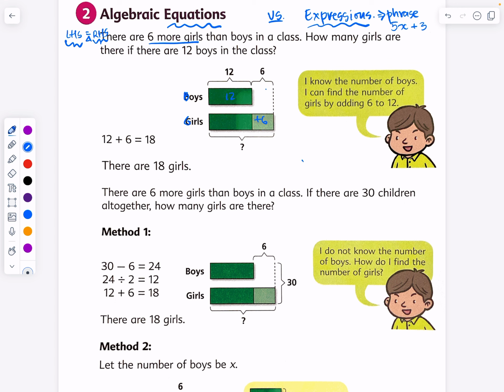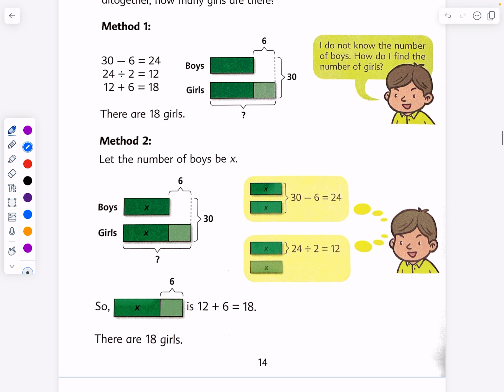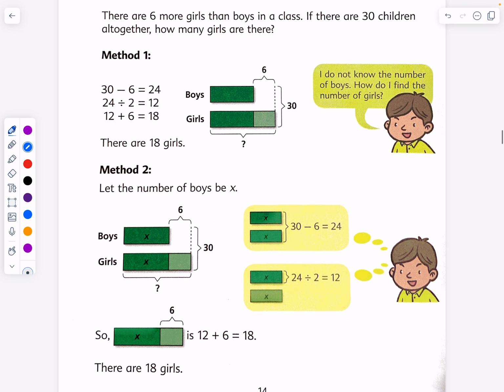Well, super simple, it's a one-step word problem. 12 plus 6 equals 18. There are 18 girls, of course. Next problem. There are 6 more girls than boys. Again, we have more girls than boys, so it's plus 6. If there are 30 children altogether, this is the total, how many girls are there?